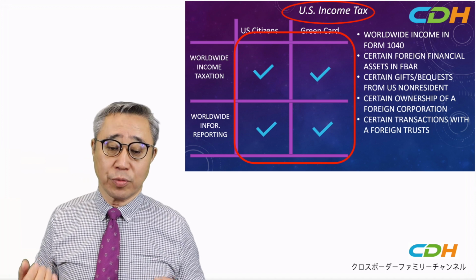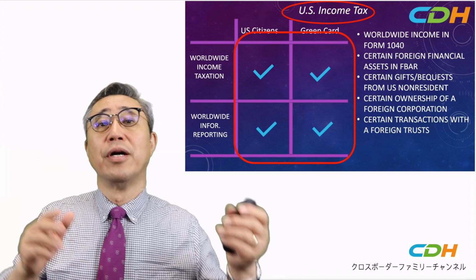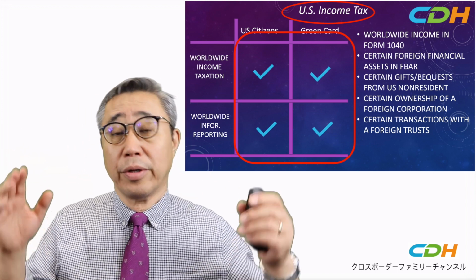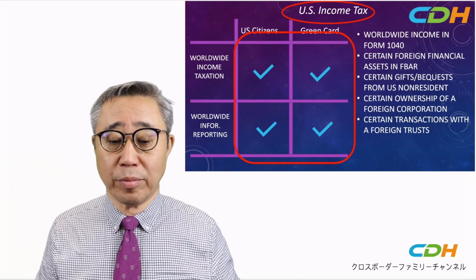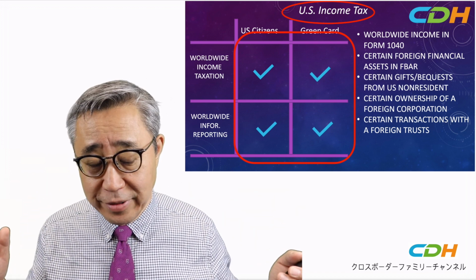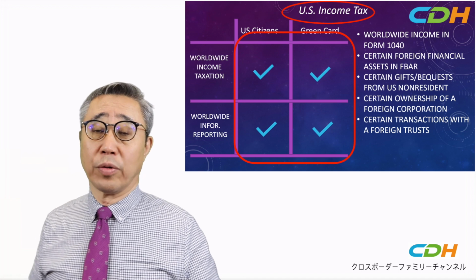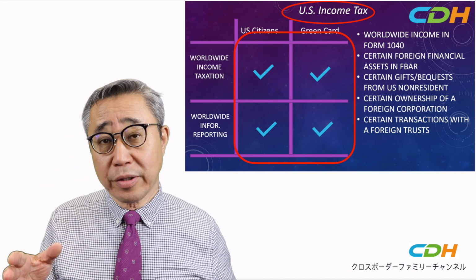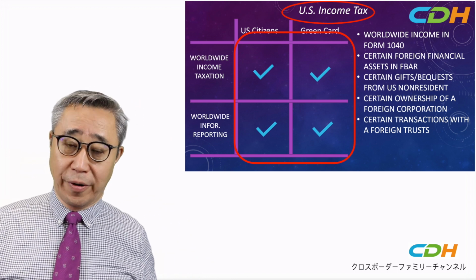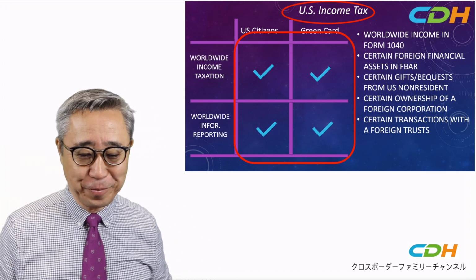Certain transactions with a foreign trust. There is a domestic trust and a foreign trust. Okay? So these are some of the obligations that you have. There are no difference whatsoever, US citizens and green card holders. Now, I am not talking about tax treaties here. So tax treaty again is out of the scope. Okay.